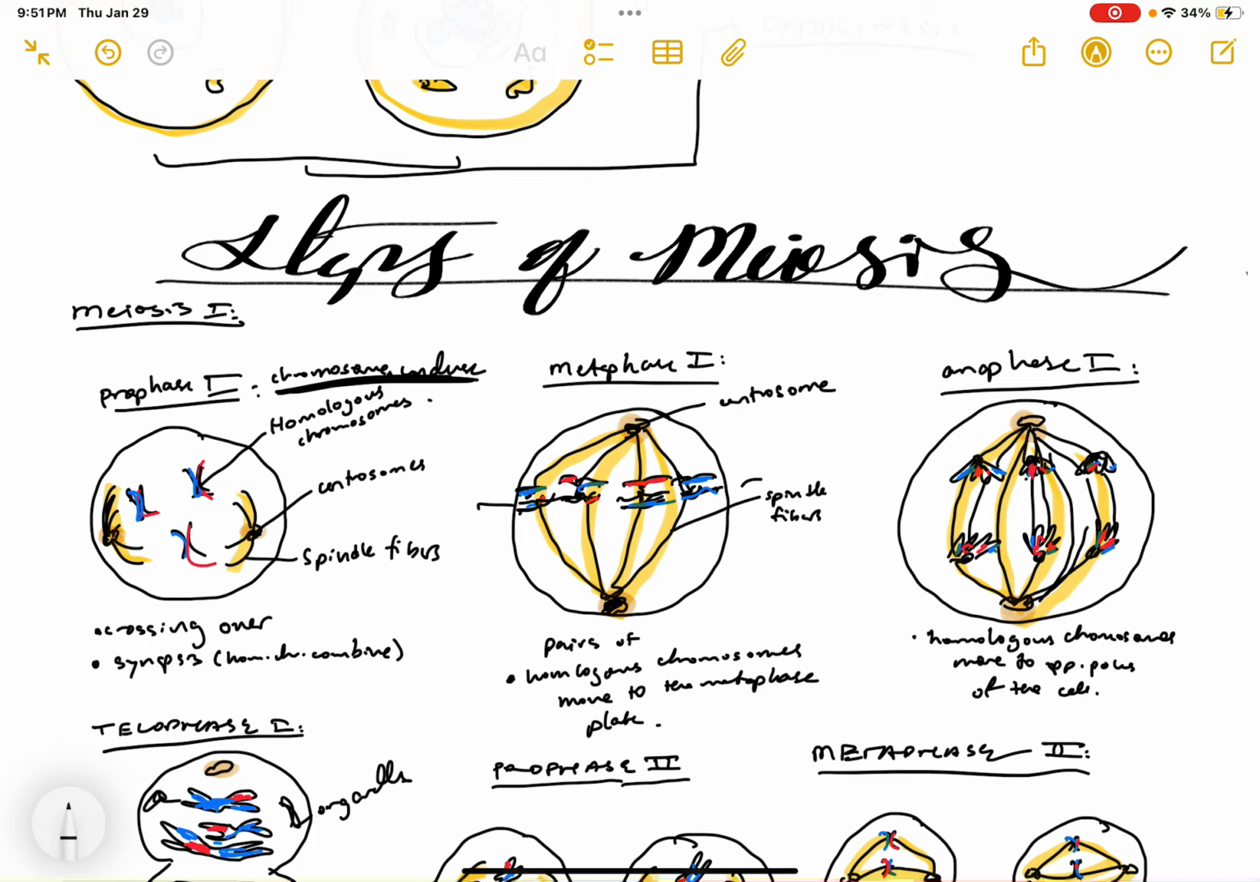In anaphase 1, we have homologous chromosomes moving to the opposite poles of the cell. So opposite poles, I mean this location and that location, they're both opposite positions or opposite locations within the cell. Thus, we can call them opposite poles. And so you can see homologous chromosomes are kind of separated right there.